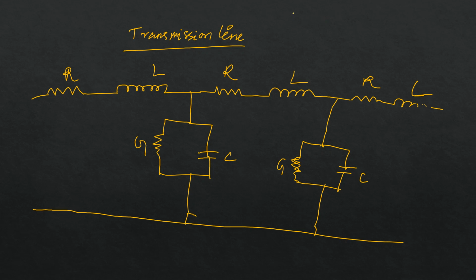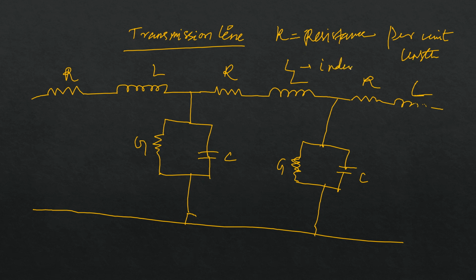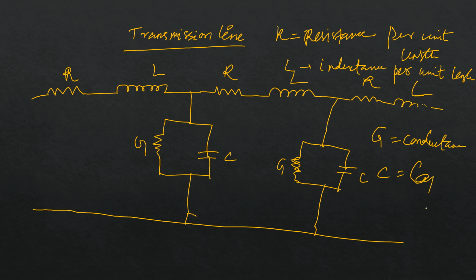Here R is your resistance per unit length. And L is your inductance per unit length. Everything is per unit length, okay? Then G is your conductance and C is your capacitance per unit length. Alright, so this is the transmission line.